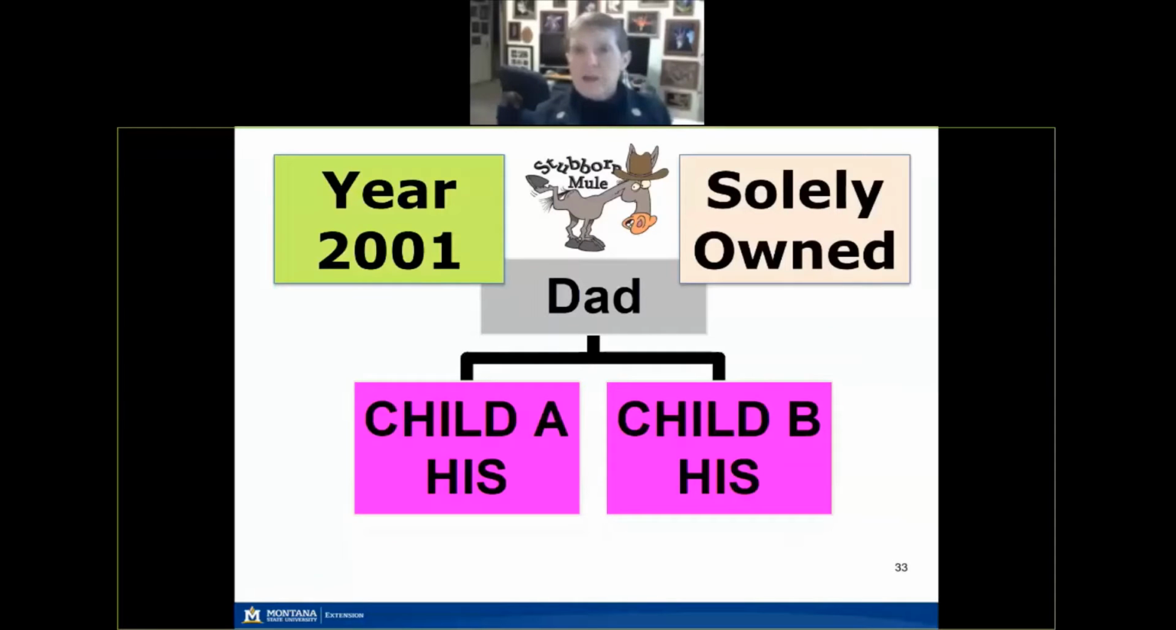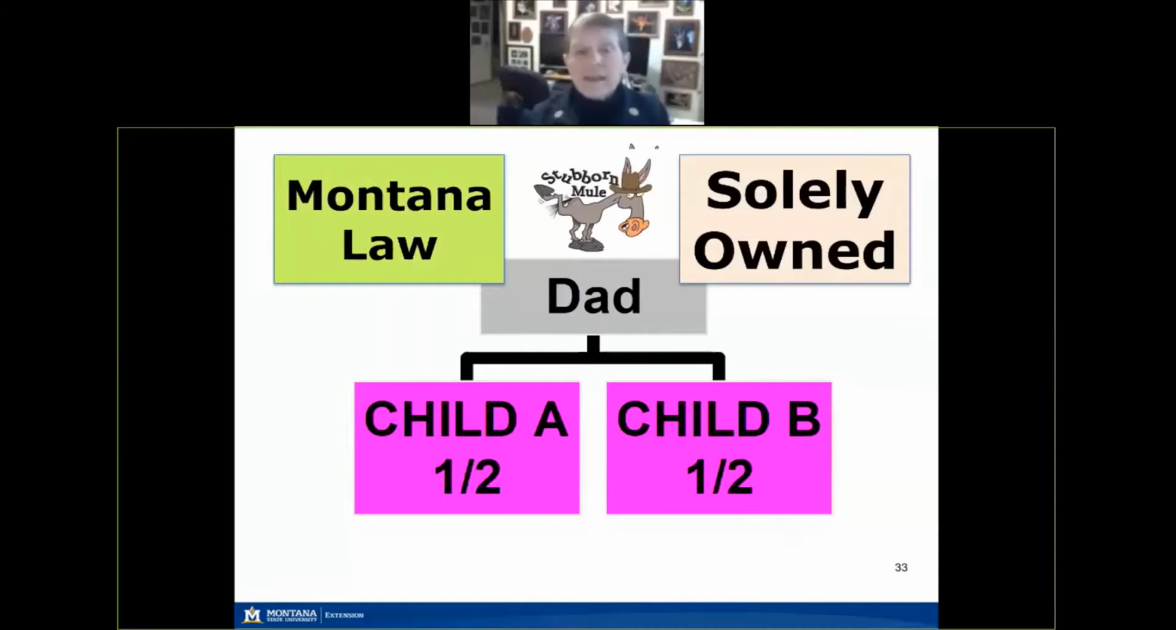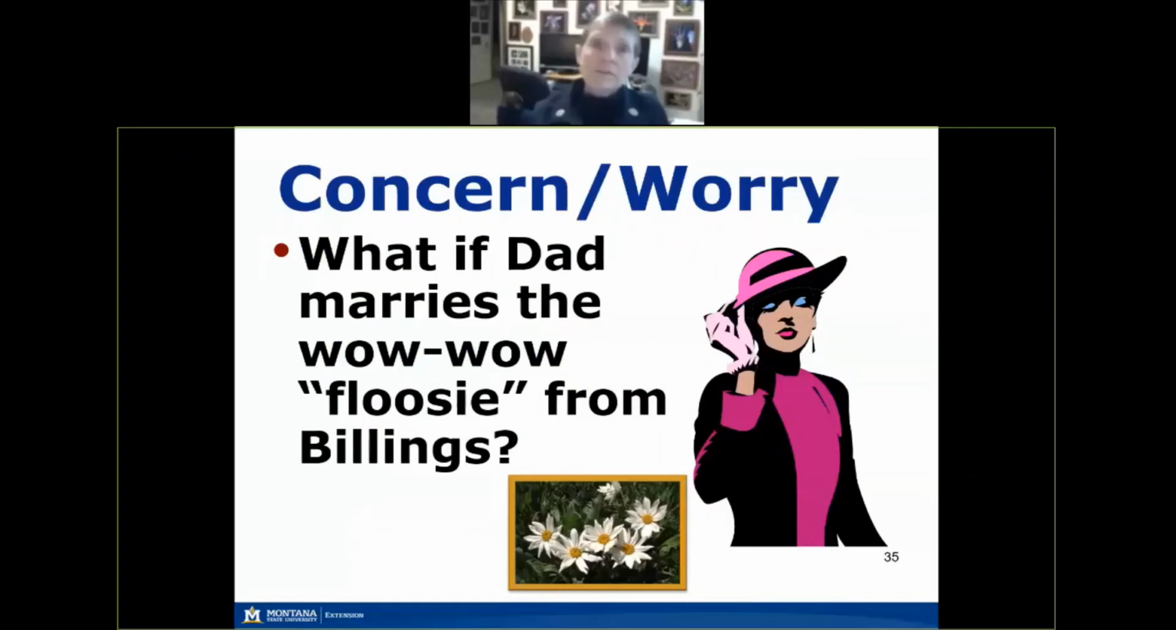His wife died 6 years ago, and he's got 2 children. They're adult children, and the year is 2001. So what Dad has done is leave the property in his name only, because he's saying, hey, if I die, the state of Montana is going to give the property half and half. So why would I write a will and pay that expense when it's the same as what the state would do? Well, let's take a look.